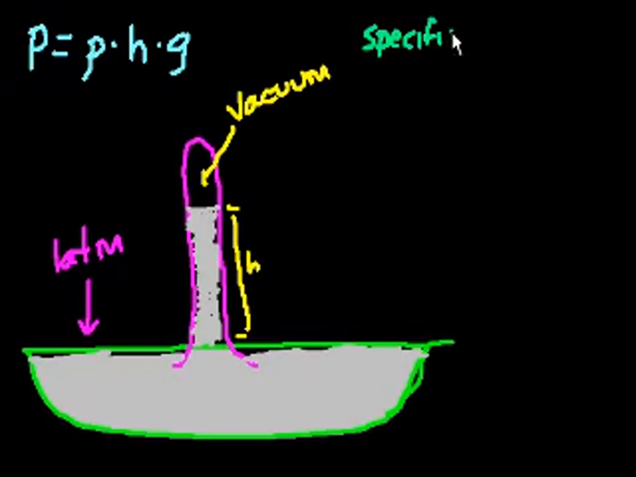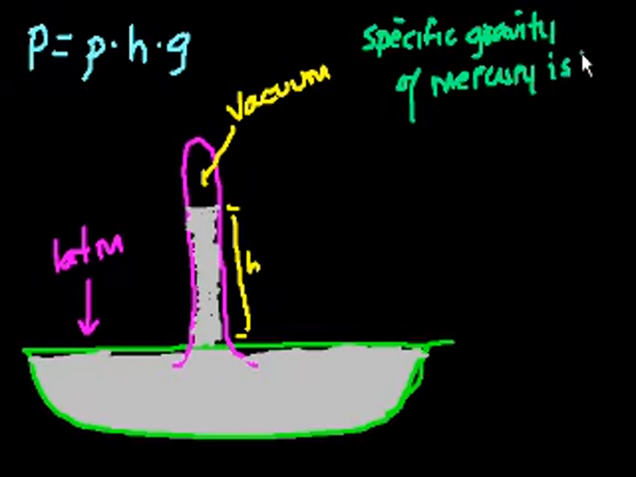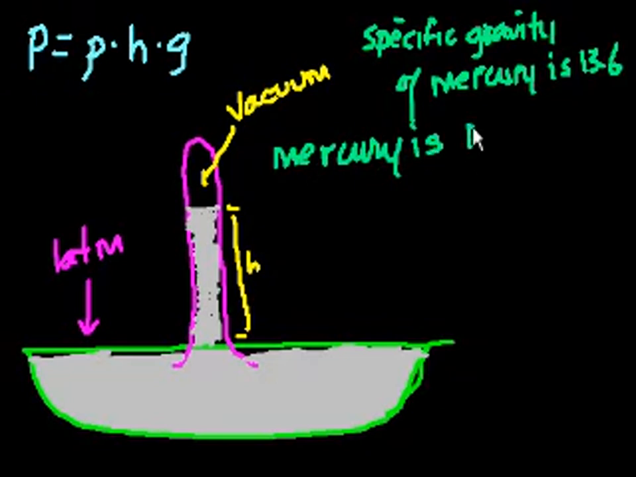The specific gravity of mercury is 13.6. That's often a daunting statement on a test when you know how to do all the math and all of a sudden you wonder, what is specific gravity? All specific gravity is, is the ratio of how dense that substance is to water. So all that means is that mercury is 13.6 times as dense as water.